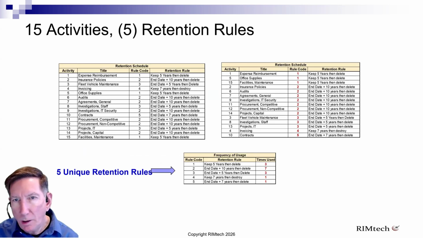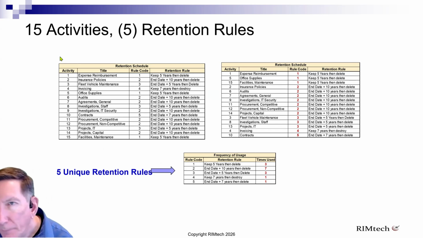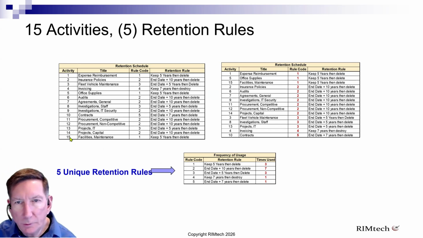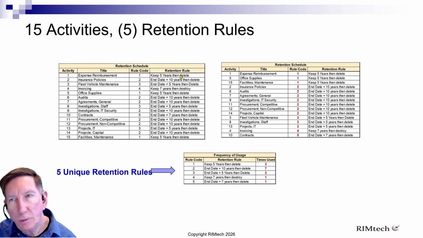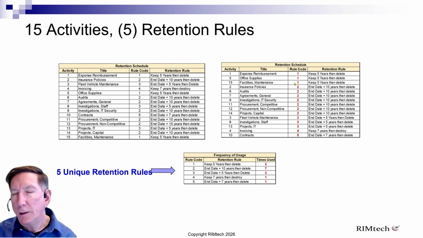Now, this slide is in the wrong place. I apologize. Here we go. So here we have an example of 15 retention rules, and they're sorted by activity, but each retention rule has a code because they're all unique. So you can see here that the same retention rule is applied across multiple different activities, which is totally normal, right? Over here, we take the same activities, but this time we sort by the rule code, and we see that rule number 1, keep 5 years and delete, is used in 3 of those activities.